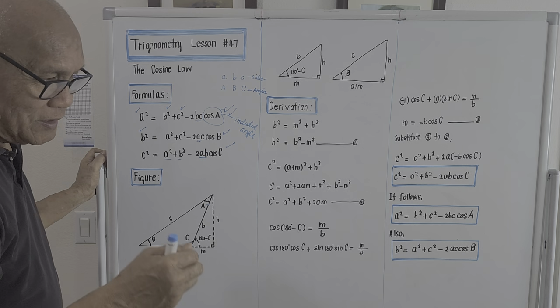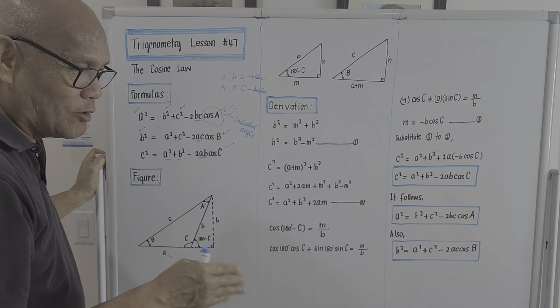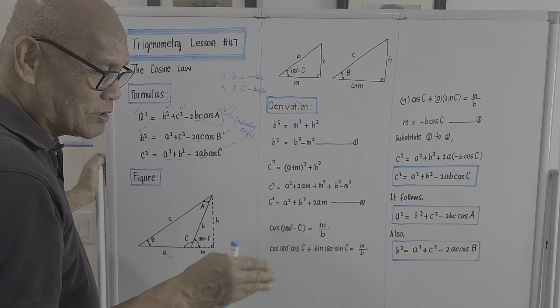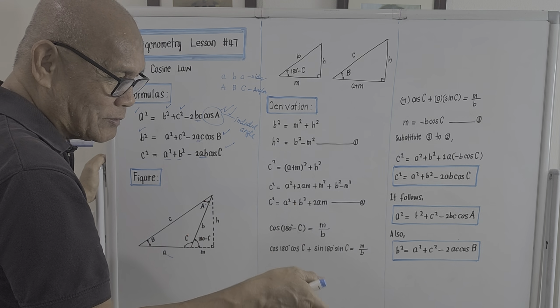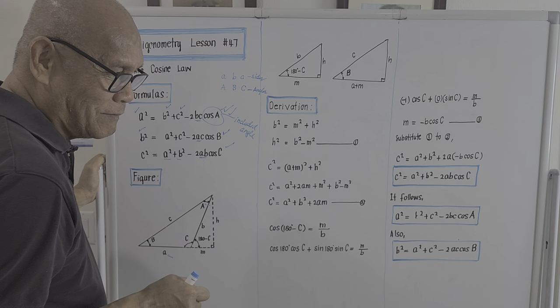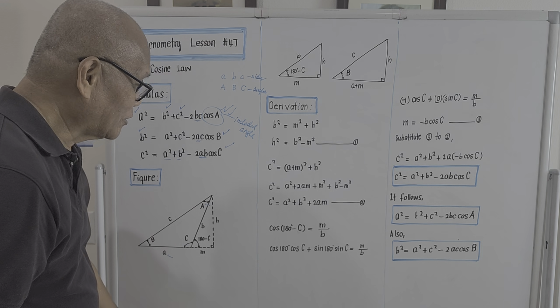Okay, I will repeat it. The square of any side in any oblique triangle will be equal to the sum of the squares of the other two sides minus twice their product times the cosine of the included angle. Okay, let's try to bring out the so-called derivation.